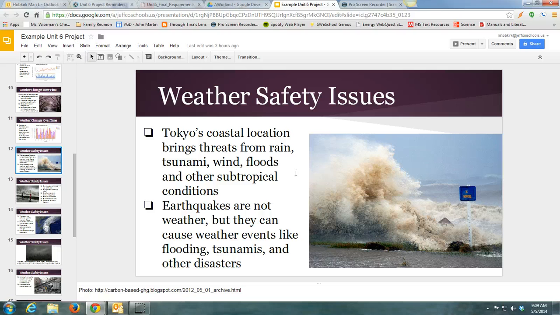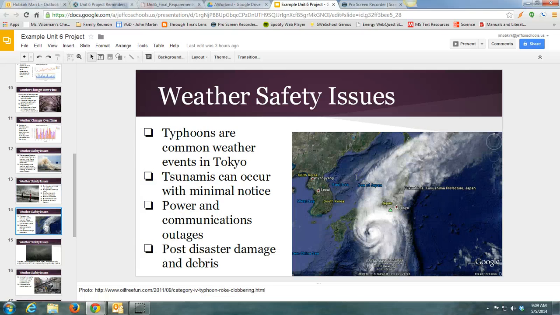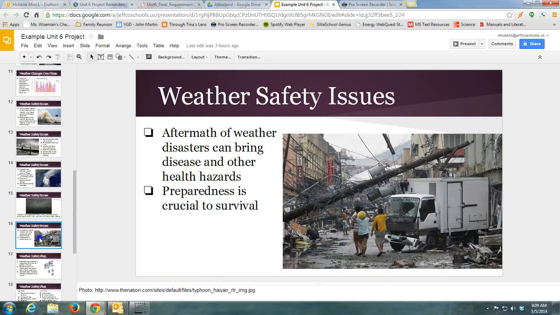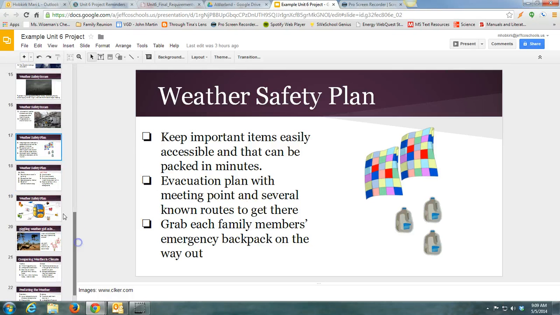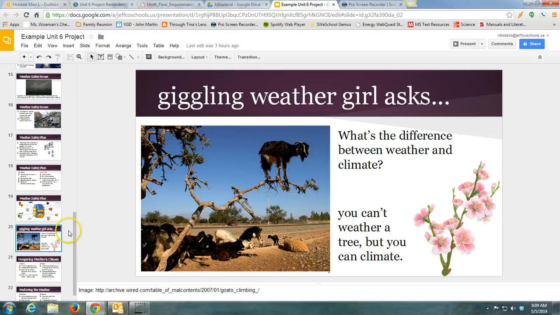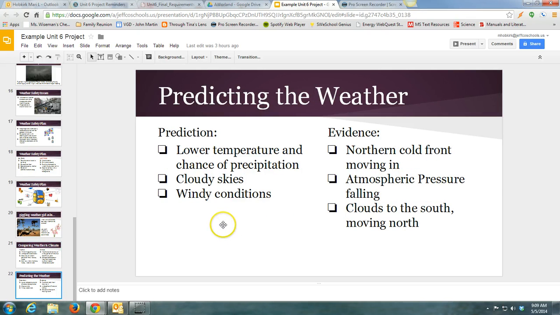Then she talks about weather safety. All of this is on your rubric. You have to have it. She talks about the location. She talks about what the weather safety issues are. She put in some graphics that make sense. And here she starts talking about what they have to do. Here's her specific plan for this area. Don't use elevators. Drive to evacuate. These are things that are important for people in Tokyo. And finally, she talks about the difference between weather and climate and her prediction.